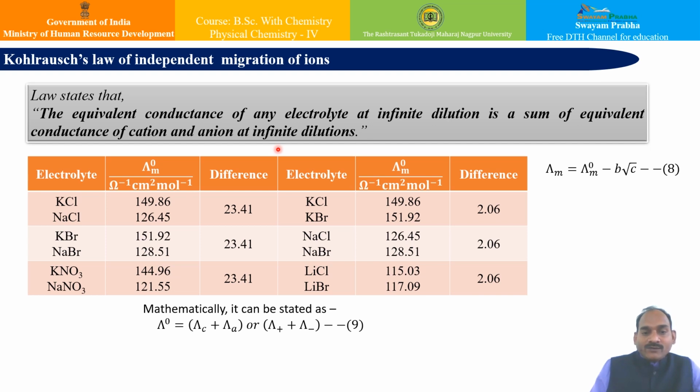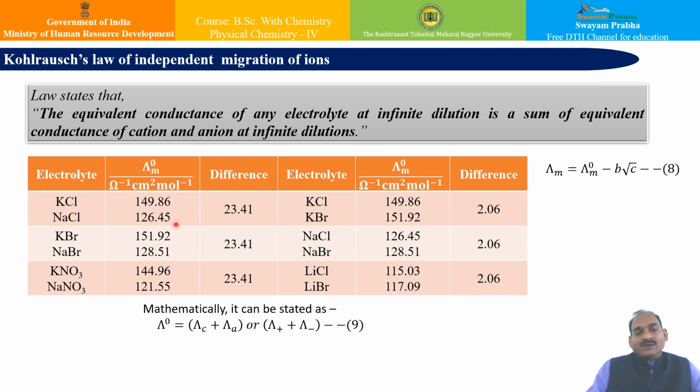Mathematically, if I want to summarize it, I can summarize it like this. This equivalent conductance or molar conductance at infinite dilution is equal to the summation of equivalent conductance of cation plus equivalent conductance of anion. These are the individual contributions, isn't it?